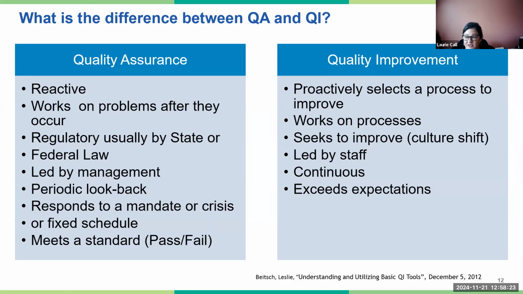Quality improvement is used on processes. It seeks to improve. It's part of a culture shift that we're always thinking about ways that we can improve. We're doing formal and informal quality improvement. It's led by staff. It can be led by any level of staff. It does not have to be management led, but it does need support from management. It's intended to be continuous and ongoing, and the purpose is to really meet and exceed expectations.